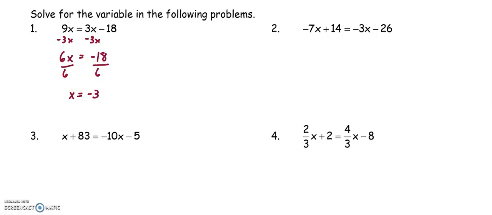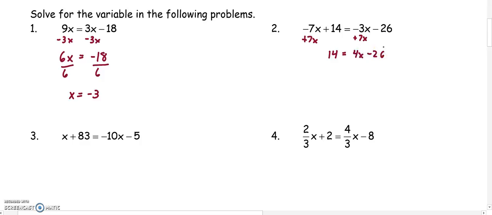In number 2, we have negative 7x plus 14 equals negative 3x minus 26. So the smallest variable in this case is negative 7x. So we're going to add 7x to both sides. We always want to use the opposite sign. So 14 equals 4x minus 26.